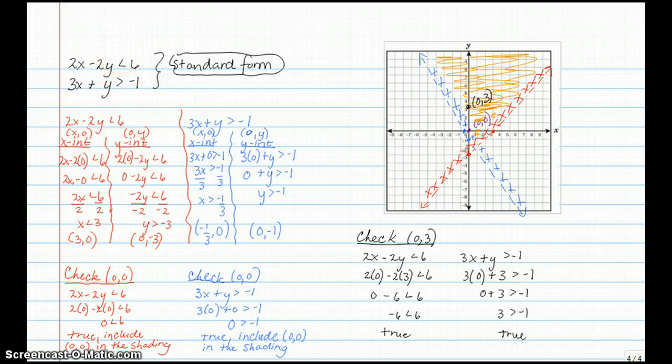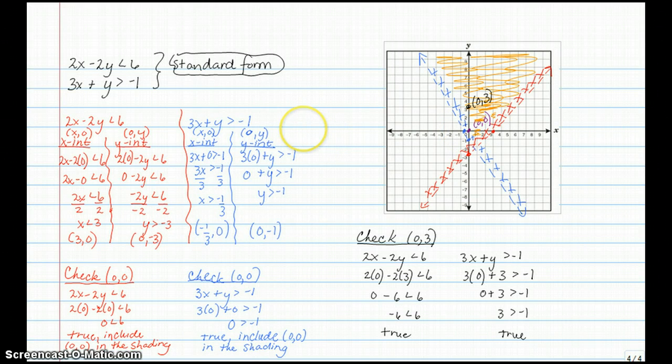Do the same process for the second equation. 3x plus y is greater than negative 1. It's standard form. The x-intercept is going to lie on the x-axis. It's going to be 3x plus y value is 0. It's greater than negative 1. 3x is greater than negative 1. Divide both sides by 3. x is greater than negative 1/3. So the point on the line is (-1/3, 0). That's right here.